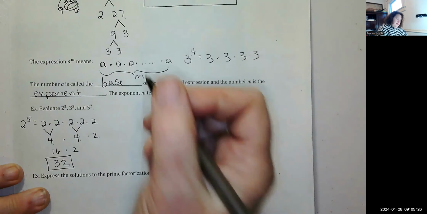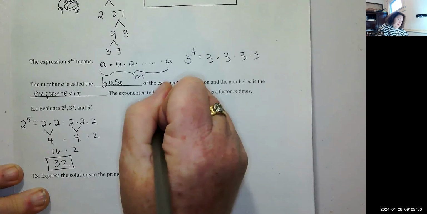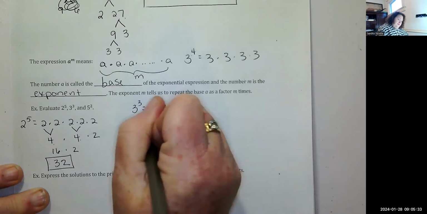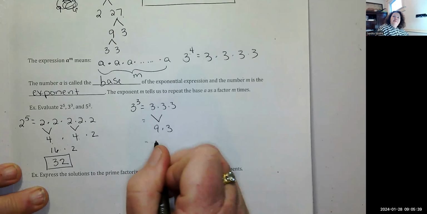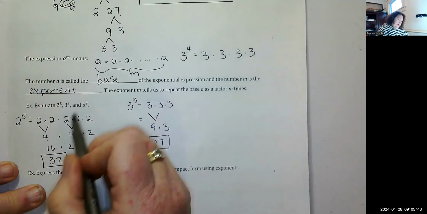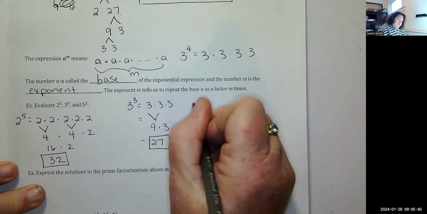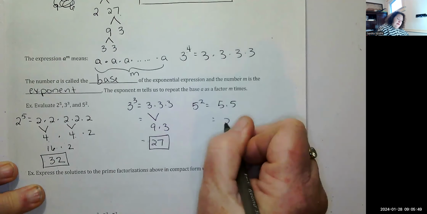All right. Let's go with 3 cubed. That's equal to 3 times 3 times 3. So 3 times 3 is 9. Bring this 3 down. 9 times 3 is 27. And the last one we have here is 5 squared. 5 times 5, and that is 25.